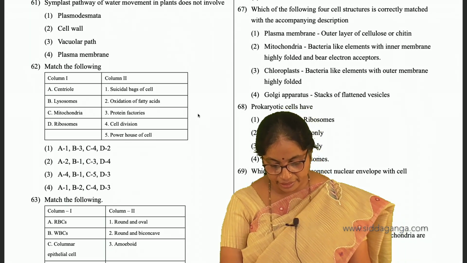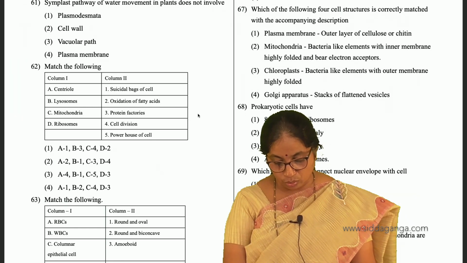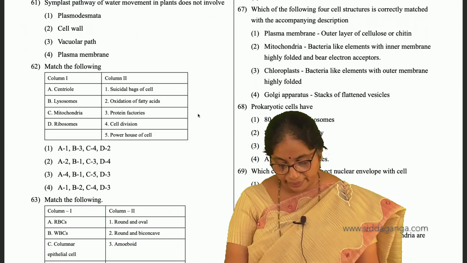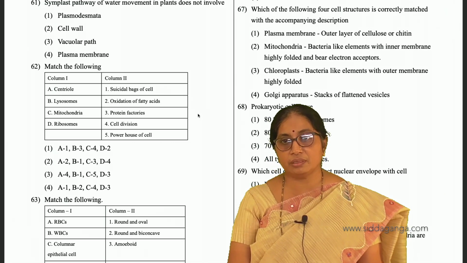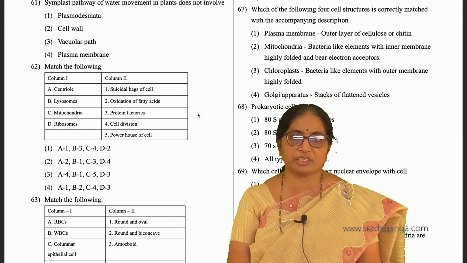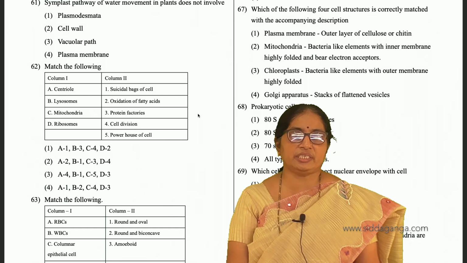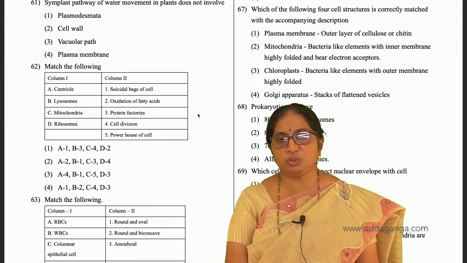Chloroplasts, bacteria-like elements with outer membrane highly folded, and Golgi apparatus, stacks of flattened vesicles. The first option, plasma membrane, outer layer of cellulose or chitin, is a mismatched statement. So the three statements 1, 3 and 4 are wrong statements, mismatched. The only right matched statement is option 2. So correctly matched is the option 2.